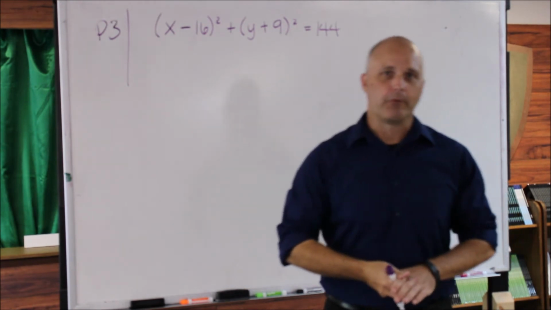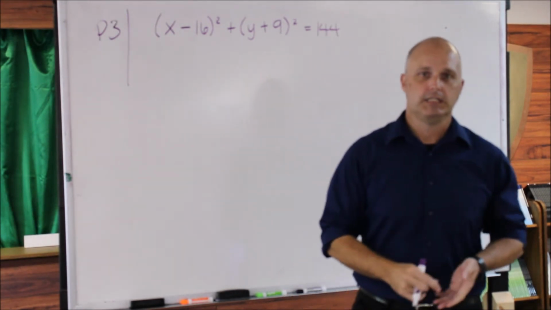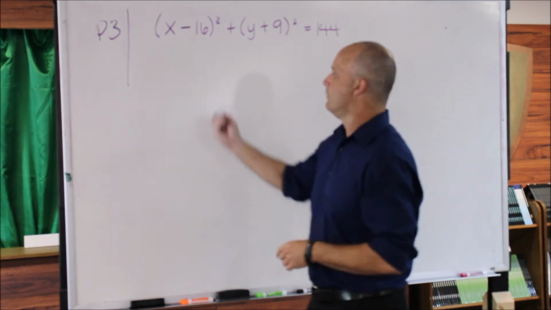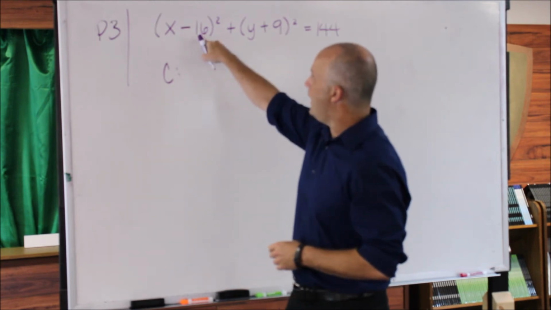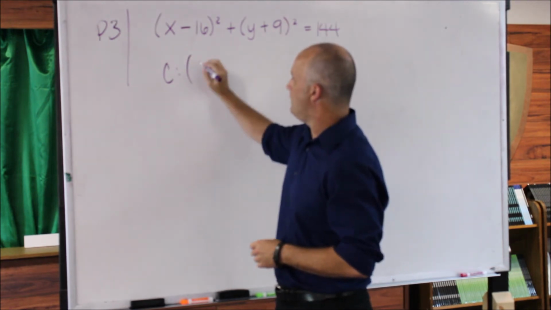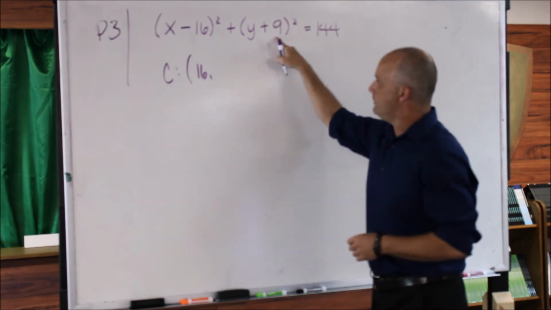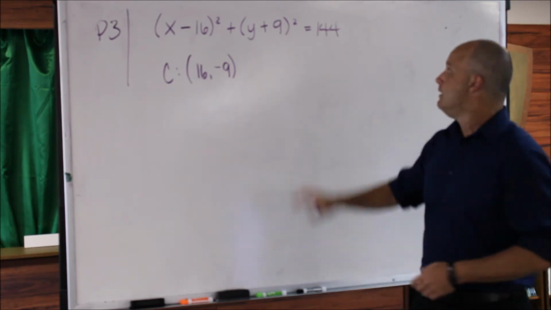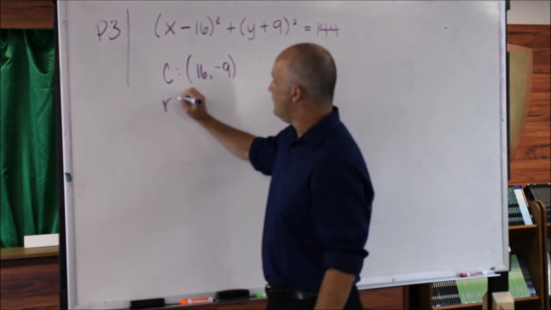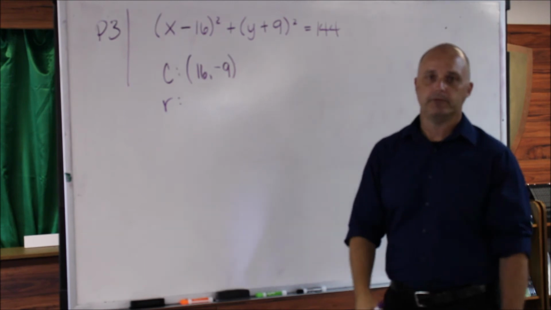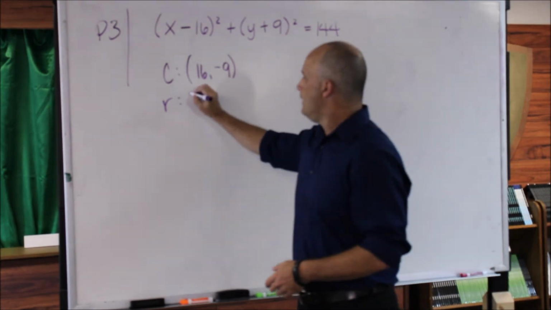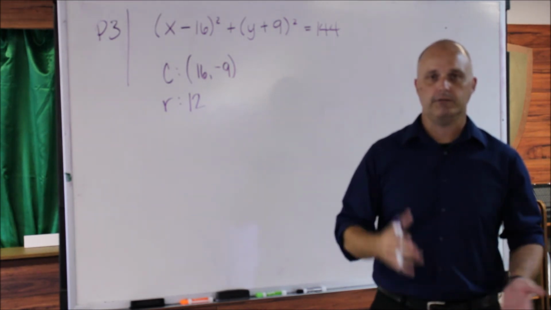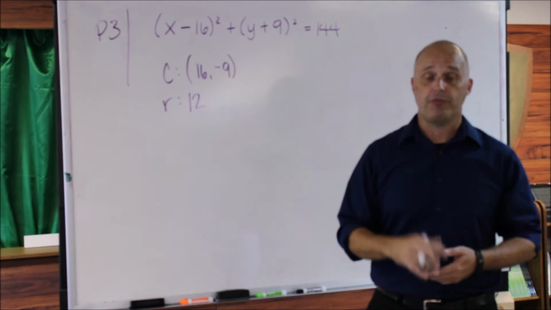For problem number 3a, we're given an equation in general form, and we're being asked to find the center and the radius. This is actually really simple here. We're going to find the center by going the opposite of this number. So negative 16, the opposite is 16. And then the opposite of 9, so negative 9. So we know that the center of our circle is at 16, negative 9. To find the radius, all we're going to do is take this number here, take the square root. So the square root of 144 is 12. Since the radius can only be positive, we're not going to worry about saying plus or minus 12. It's just positive 12. And that's it for this particular problem.